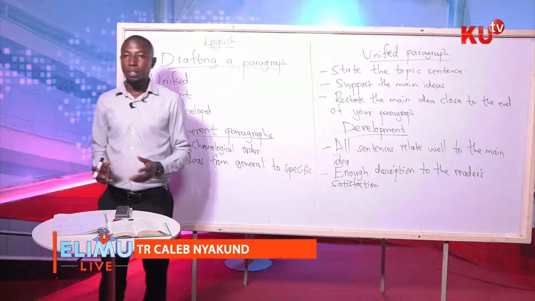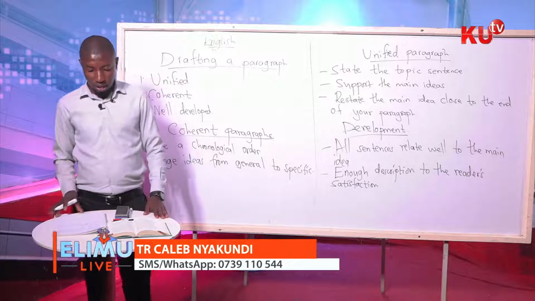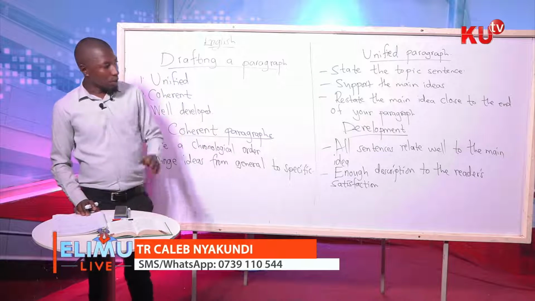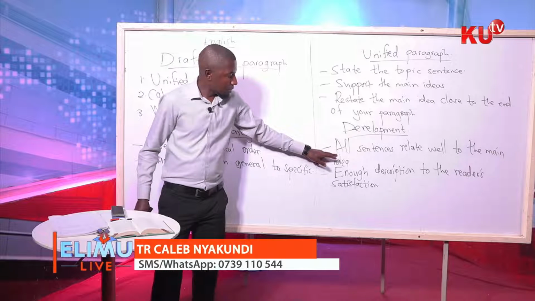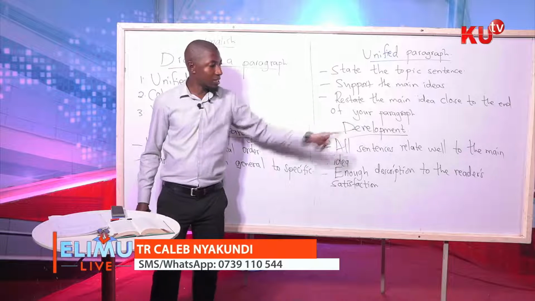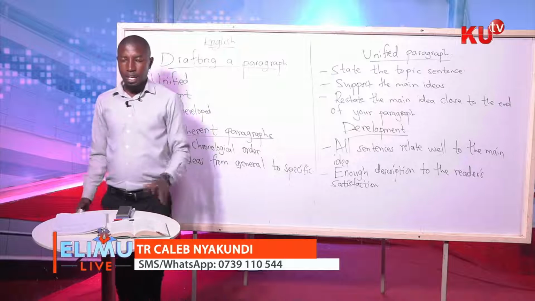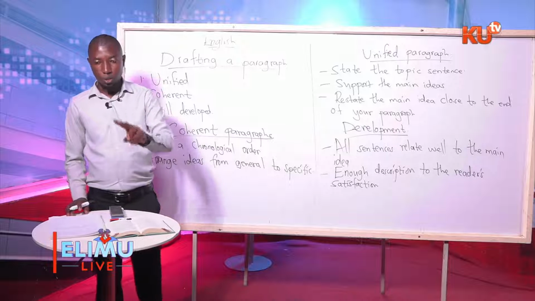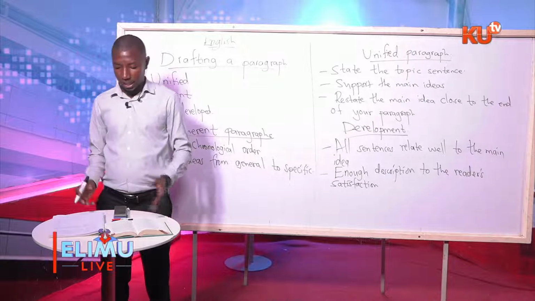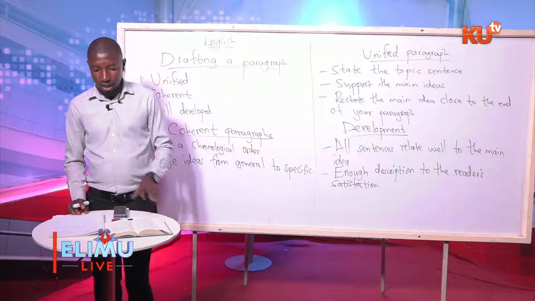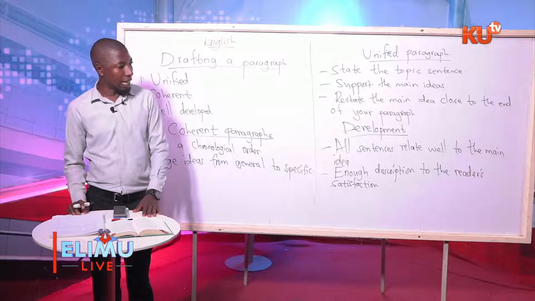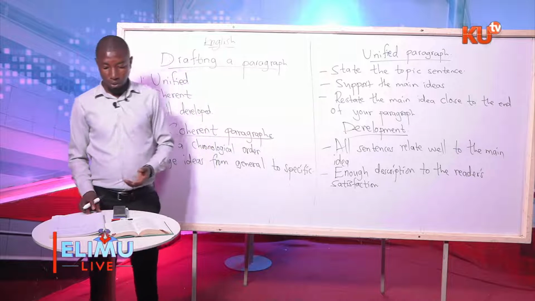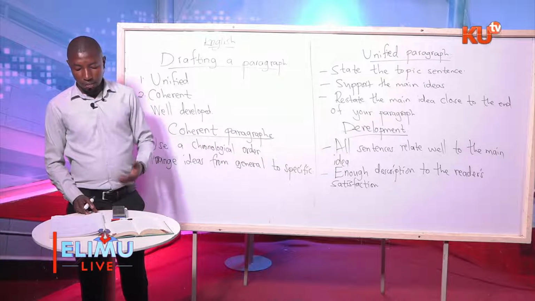On enough description, I have given you an example. And I would also like to give you an example on all sentences relating well to the main idea. Remember the paragraph that I told you about earlier, an excerpt from the book The River Between by Ngugi wa Thiong'o, and the paragraph was talking about two ridges. If I continue there, in that same paragraph, you will see how all sentences relate to the main idea.